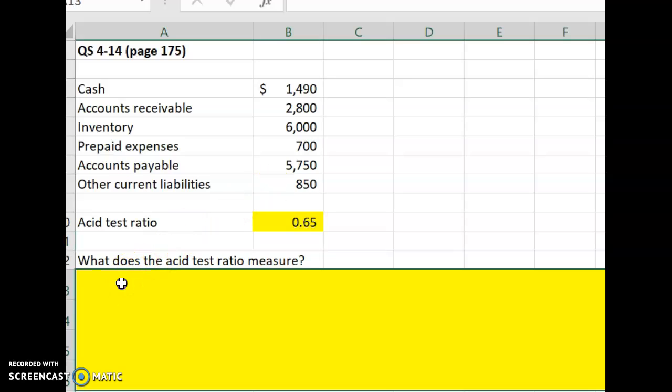So what does this mean? Well, this means I don't quite have enough to pay my current bills with my quick assets. I'm below that 1.0 number. So maybe I need to be looking at some ways that I could improve my liquidity.